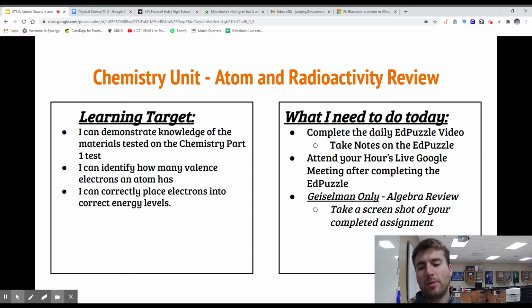So today we're going to demonstrate a lot of the knowledge. We're going to review what you learned on the first chemistry part 1 test, and then we're going to get into something called valence electrons and how many of them are found in each atom, and then where they're going to be found within that atom. So we're going to be able to correctly place them within the atom model.